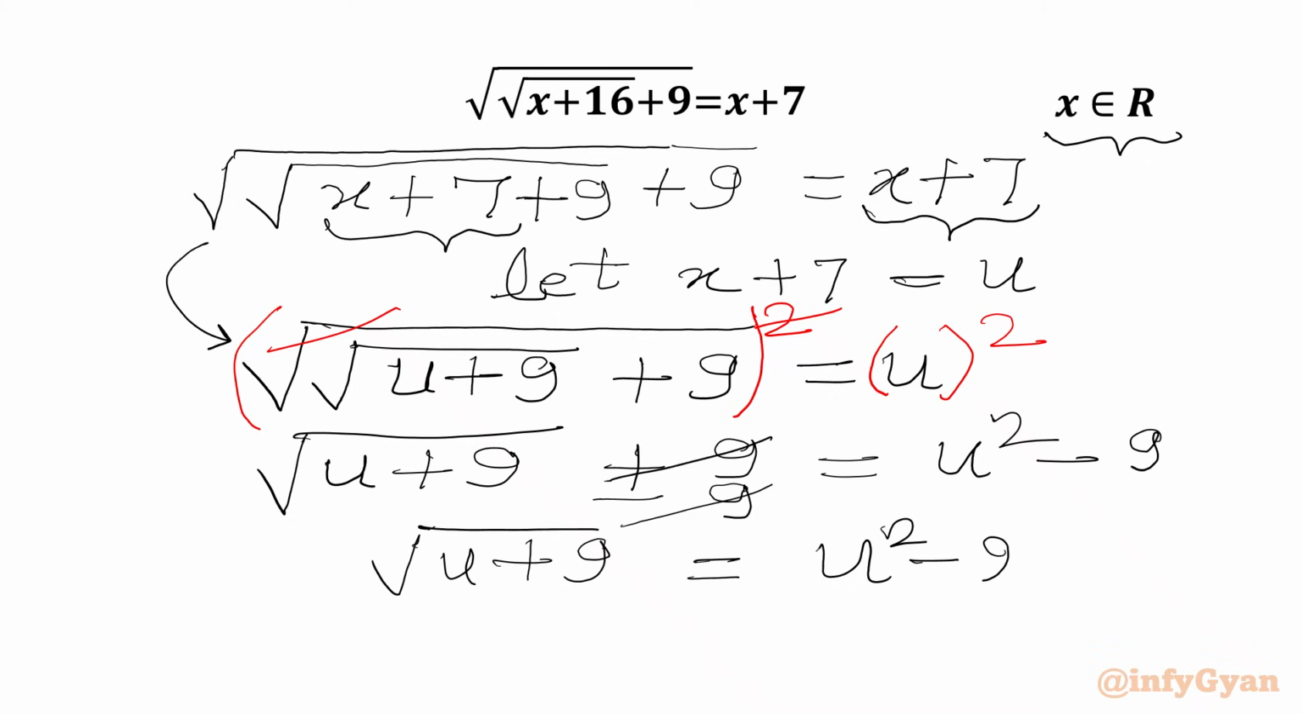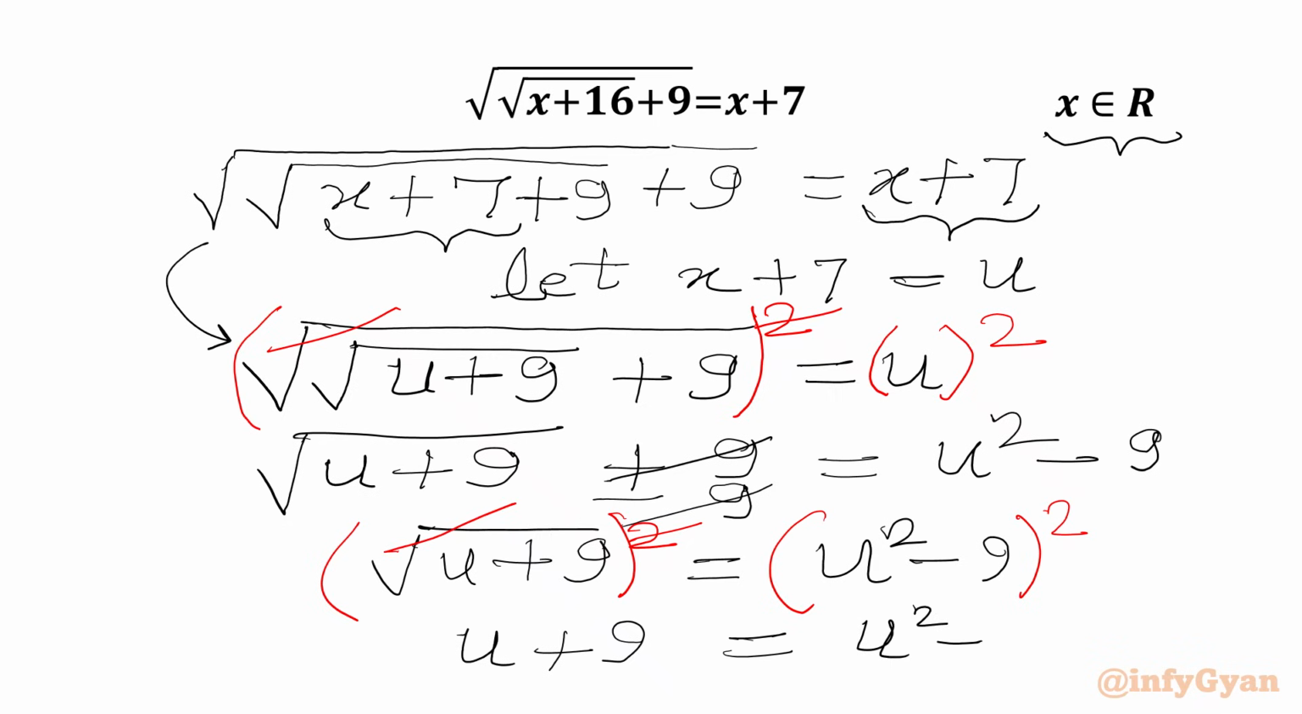Again we are going to consider squaring both sides to get rid of the square root from the LHS. So we will put here power 2. So in the RHS we will put power 2. Now square root and a square will be cancelled out from the left hand side. So we will write u plus 9 equal to u square minus 9 whole square.